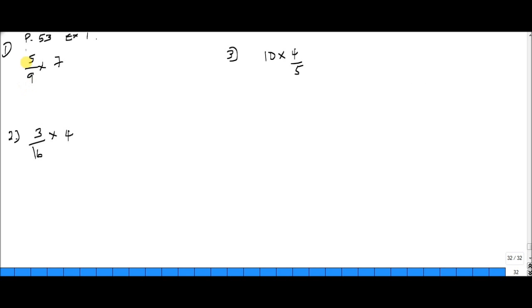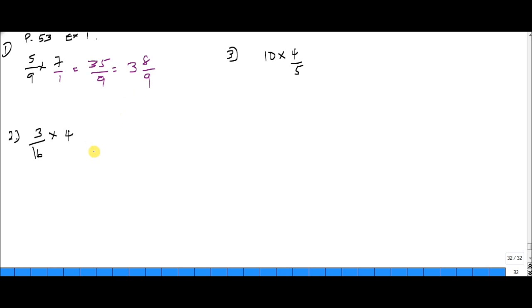Now we move to page 53, and we are looking at exercise 1. We have 5 9s times 7. We need to give this a denominator of 1, and we would have nothing to cross cancel. So 5 7s would be 35 over 9. 9 could go into 35. 9 as close as 3, 9 3 is 27. Okay, so 3 whole times. And between 27 and 35, we have 8 over 9.